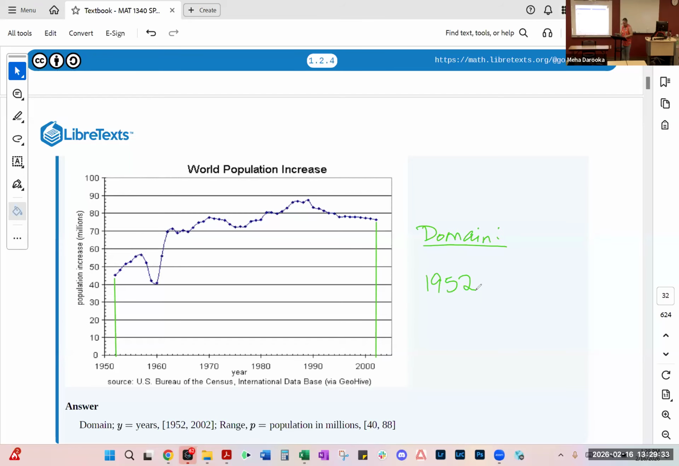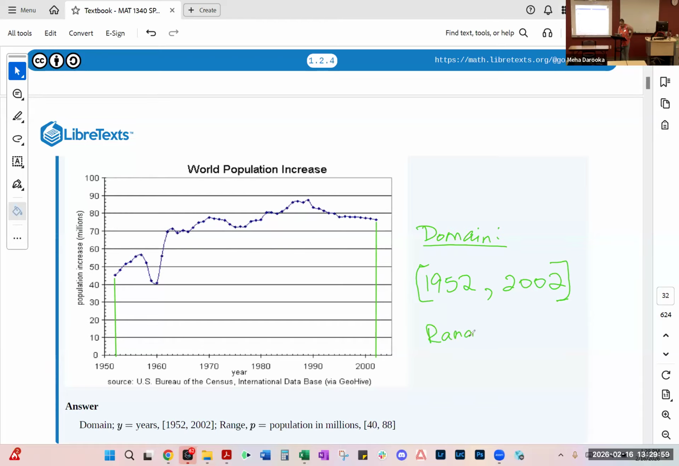And then how far do we go? Where are we ending at? 2002. Yeah, it kind of looks like that, doesn't it? Now, would we use parentheses or brackets when we're writing this in interval notation? Brackets, yes, because you do have to include your endpoints, your years from 1952 to 2002.